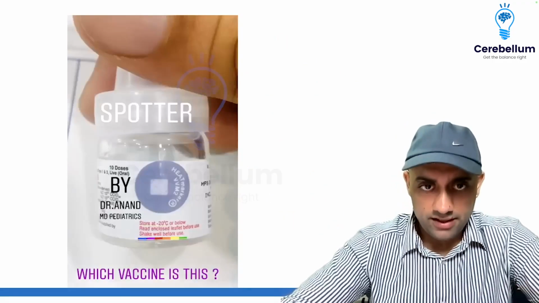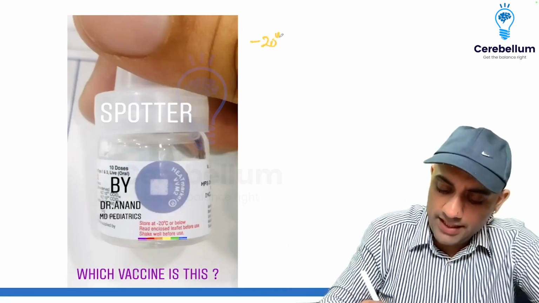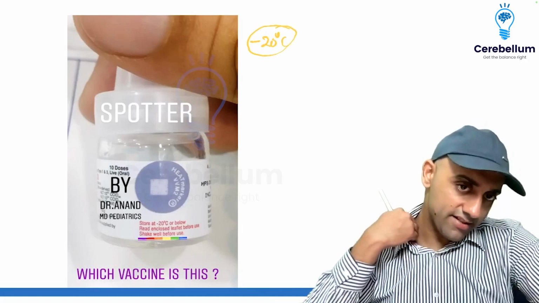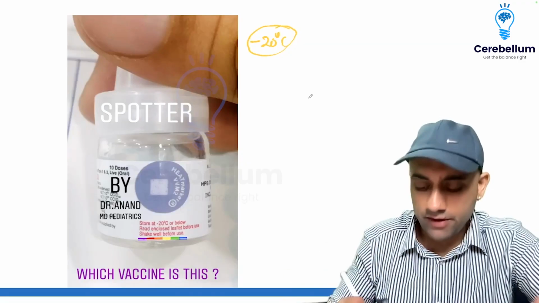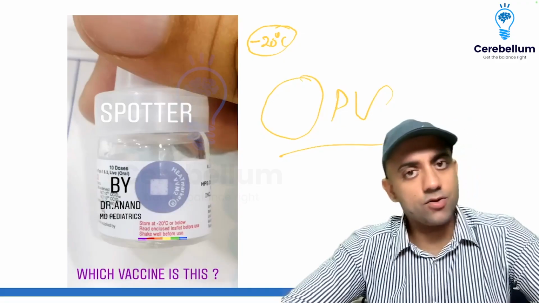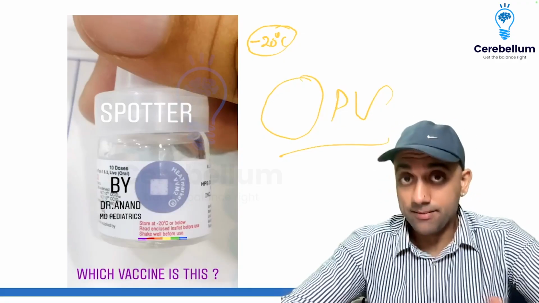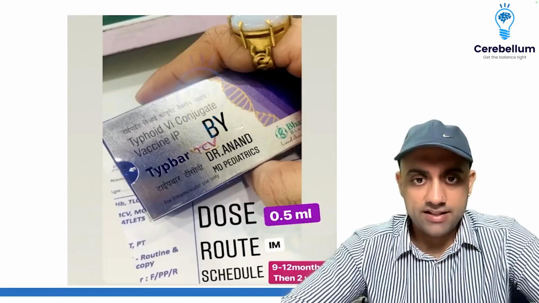And one more thing also, in this vaccine, in the highlighted part, it is written that it is stored at minus 20 degrees Celsius. So which vaccine are we talking about? We are talking about oral polio vaccine. All the vaccines are stored at 2 to 8 degrees Celsius except the OPV, which is stored at minus 20 degrees Celsius. Typhoid conjugate vaccine we have done.